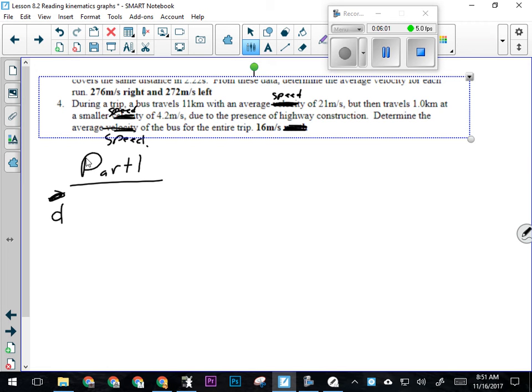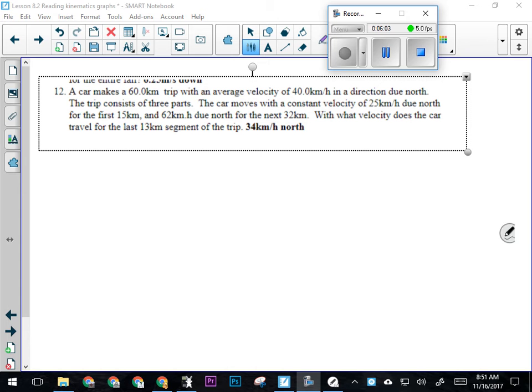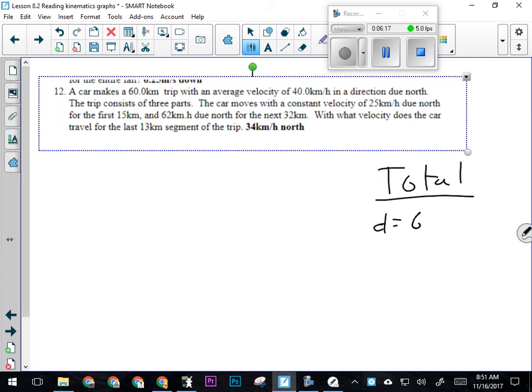Any other ones? Okay, so with number 12, we have a 60-kilometer trip. That's how long the whole trip is, 60 kilometers. So I'm going to go over here and start with my total information. It's 60 kilometers. That's a distance. And it says average velocity again. Oh, no, sorry, that's the displacement. 60 kilometers north. And it travels with an average velocity of 40 kilometers per hour in the direction due north.